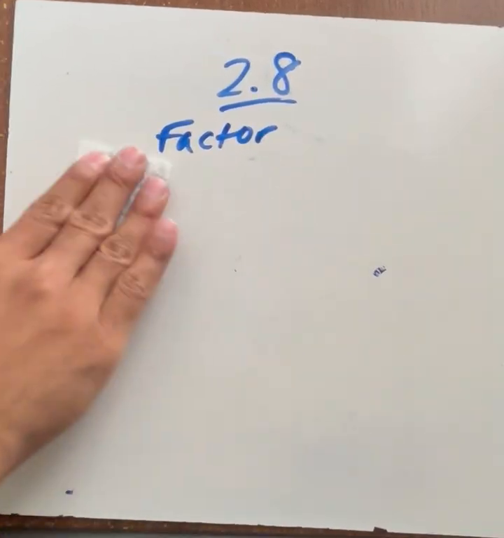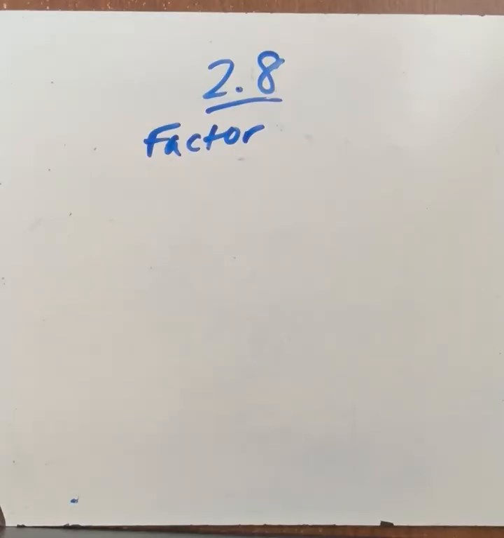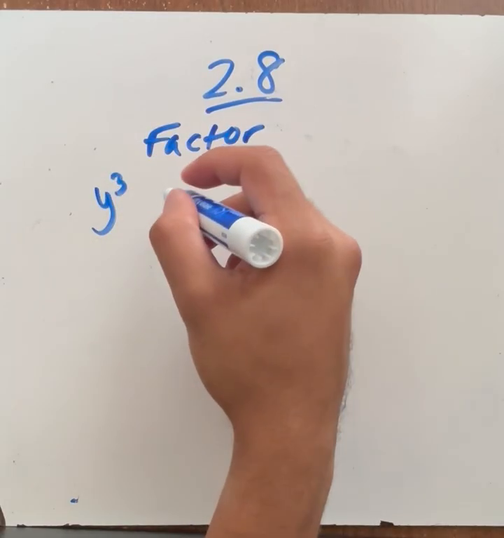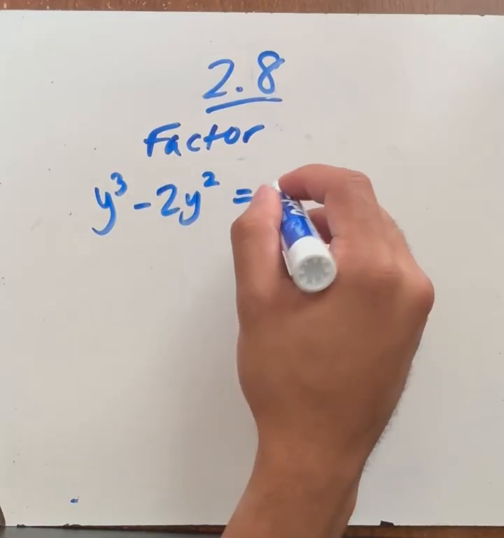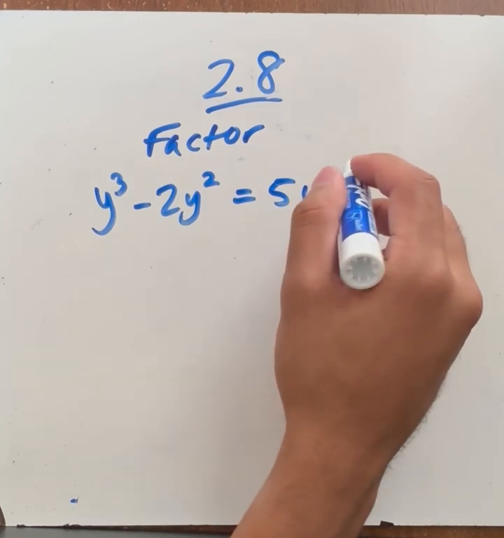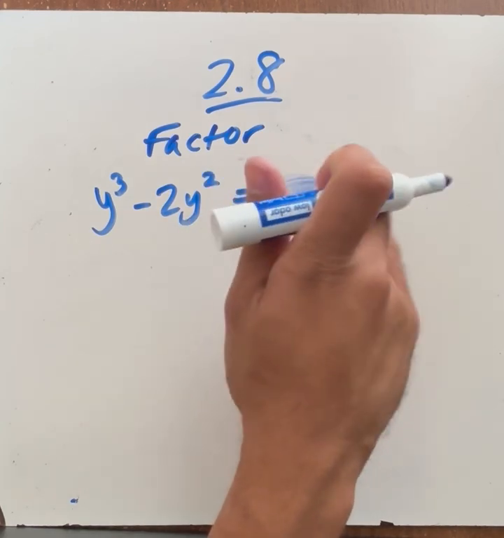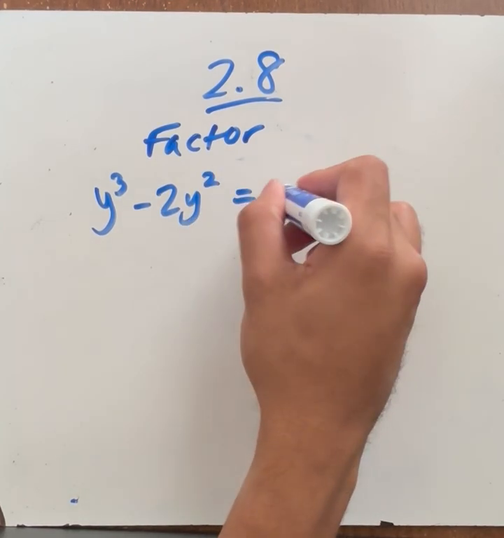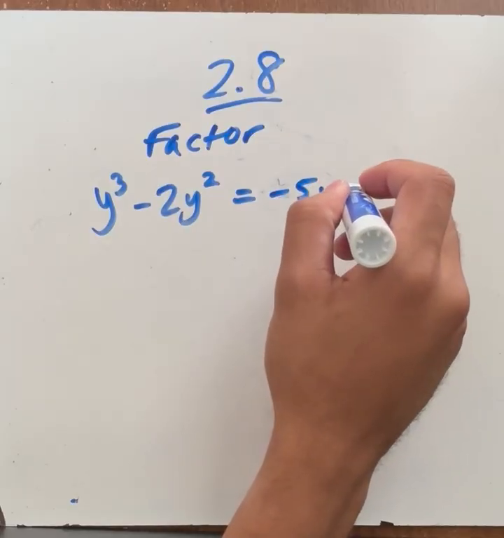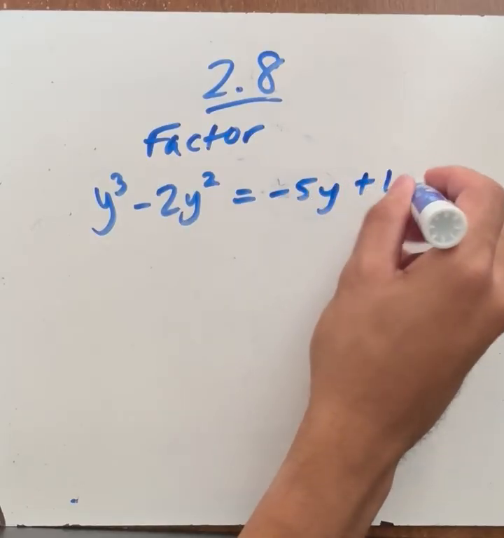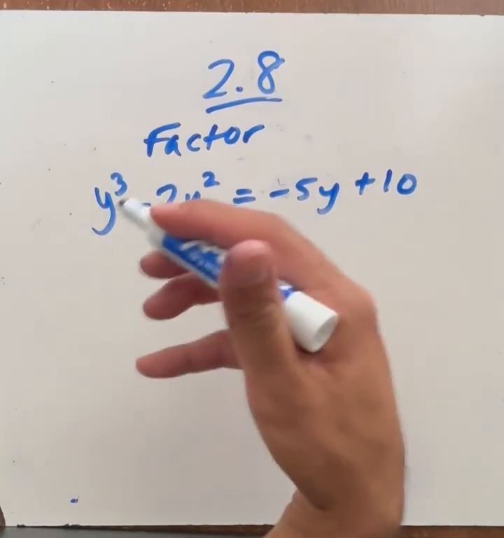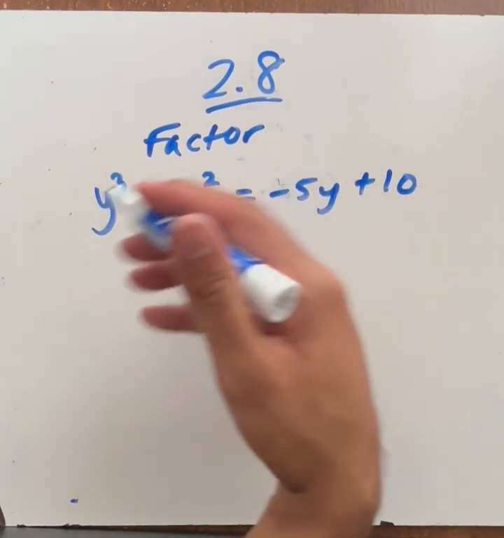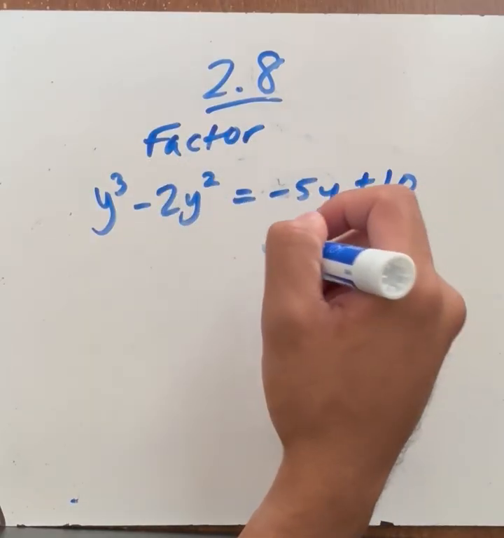Okay, so let's say that we have y to the third minus 2y squared equals 5y. And I'll make this a negative 5y, so it equals negative 5y plus 10. Whenever we see an equal sign, that really just means get everything on one side that's a letter. Just get everything on one side, and then set it equal to 0.